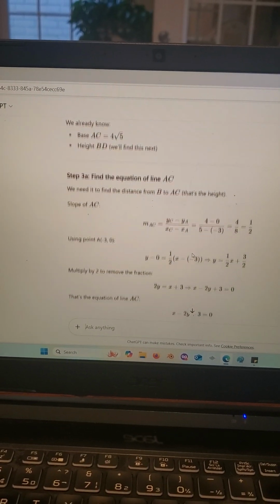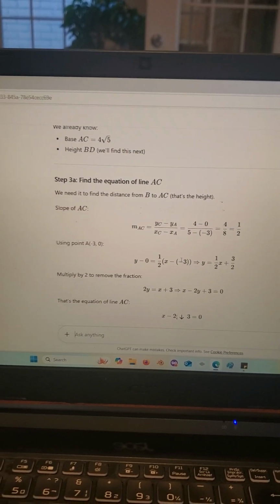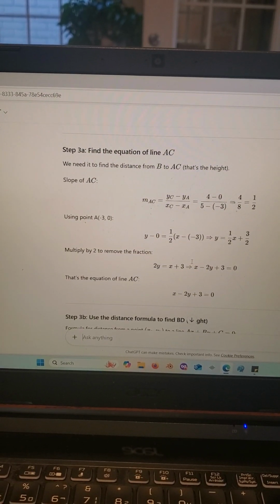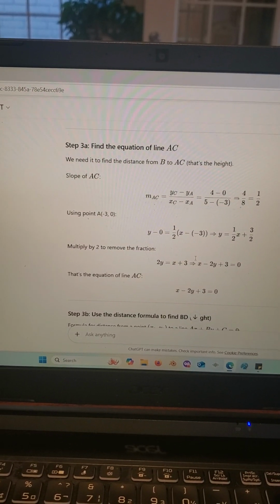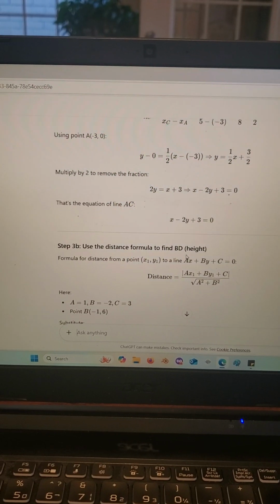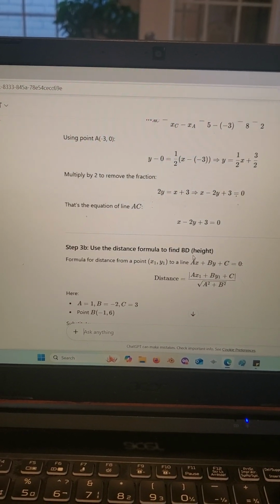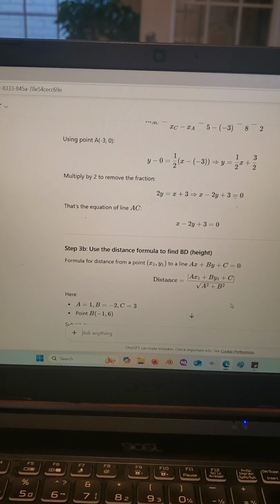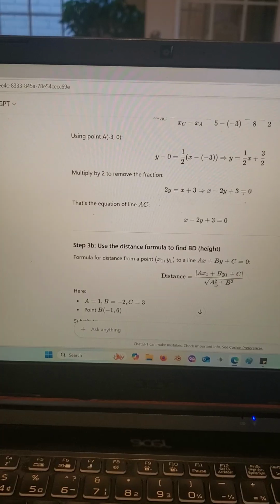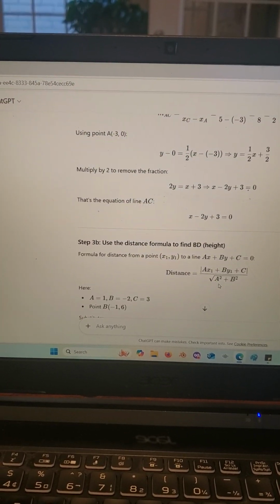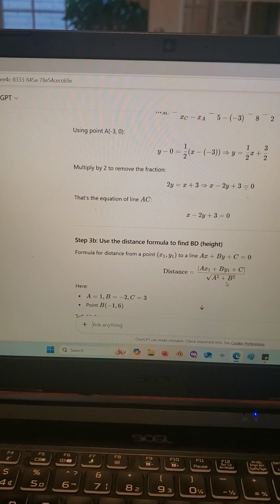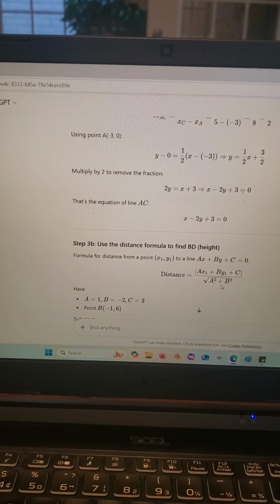First thing we do is find the slope. The slope gives you this equation. When you're finding the slope, you get x minus 2y plus 3. That pretty much means A is 1, B is minus 2, and C is 3. Then you put A squared, which is 1 squared, plus B squared, which is minus 2 squared. Okay?